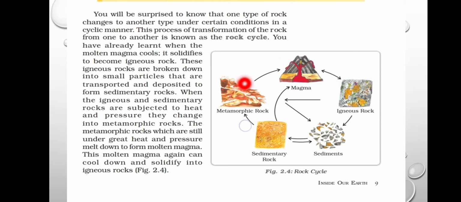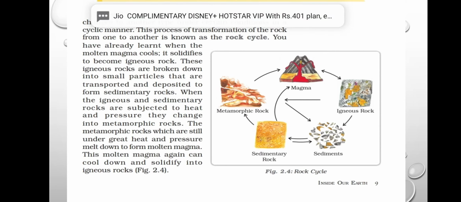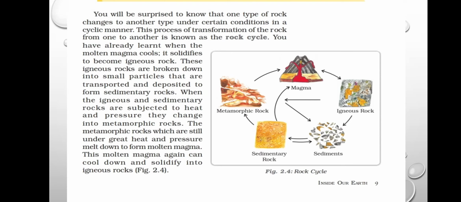Now how will the metamorphic rock be converted into igneous rock? When the metamorphic rock comes in contact with the interior of the earth, it can form molten material, and it can be mixed with the magma. Again that molten material will come out, cool and solidify, and be converted into igneous rock. So you can see that from one rock, due to several ongoing processes, it can be converted into other types of rocks. This process is known as the rock cycle.